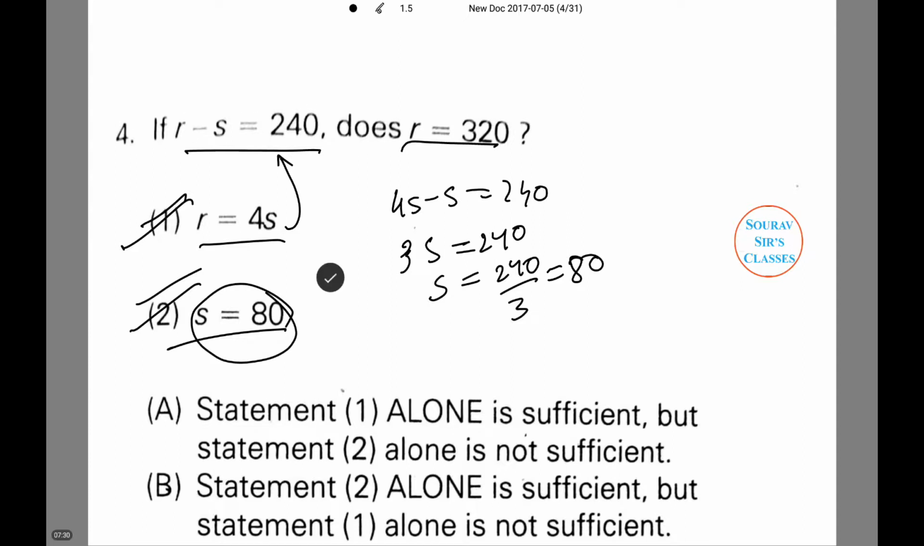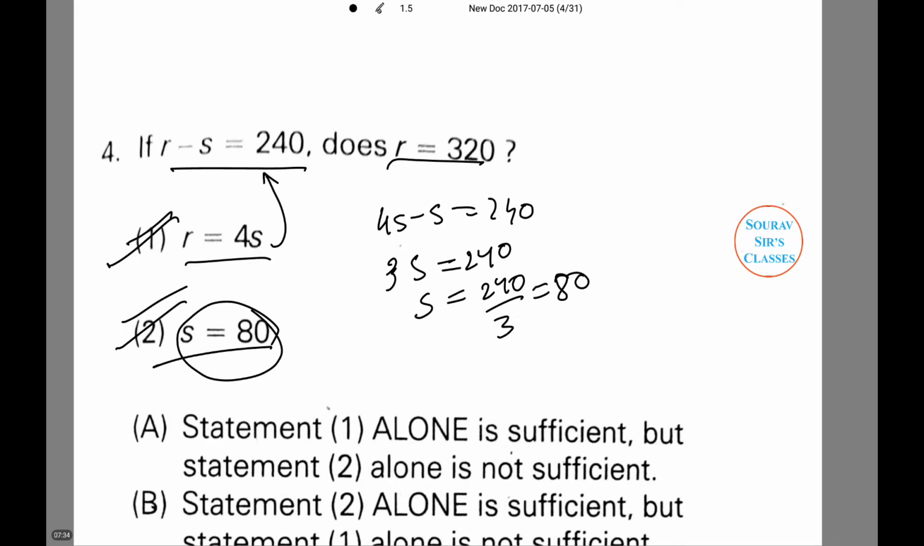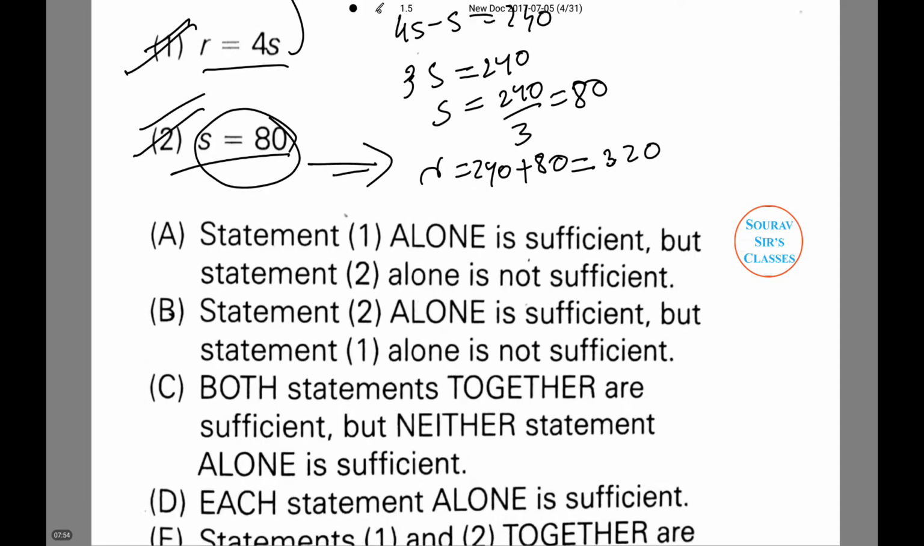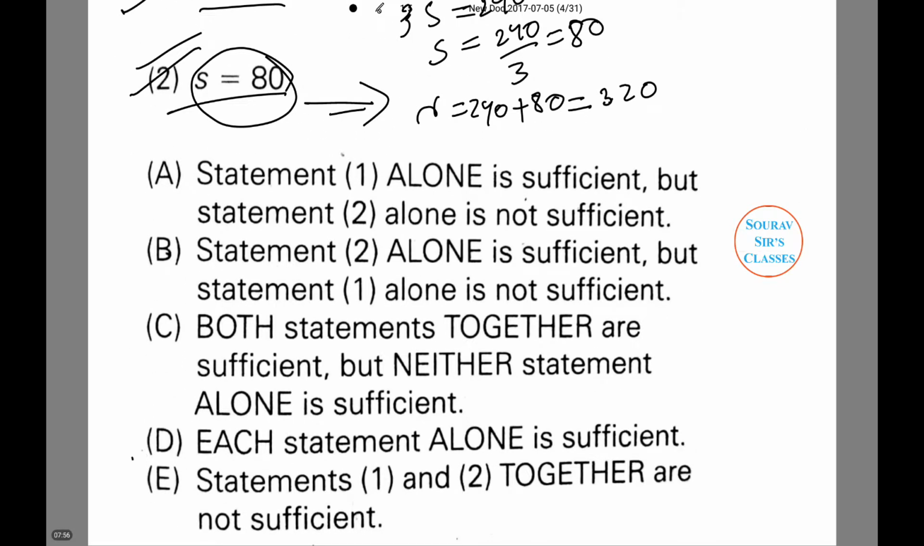Also notice now if we take only s equals 80, putting it in these values, we can find out r equals 240 minus 80, giving us 160, or r equals 240 plus 80, giving us 320. That is, each of these independent statements is sufficient alone. That is option number D.